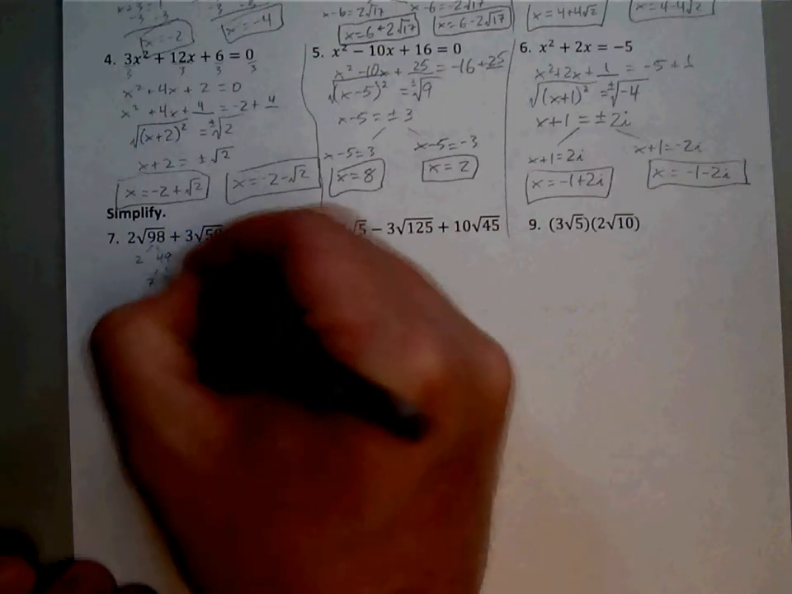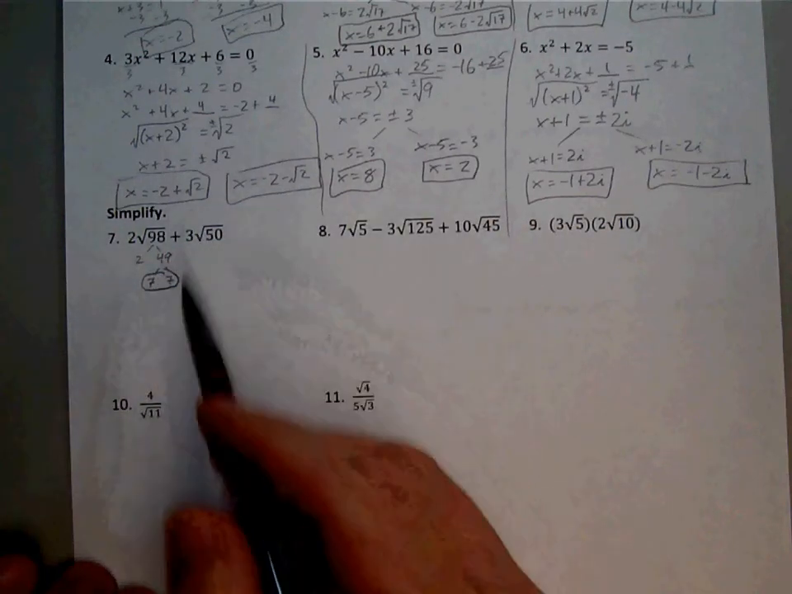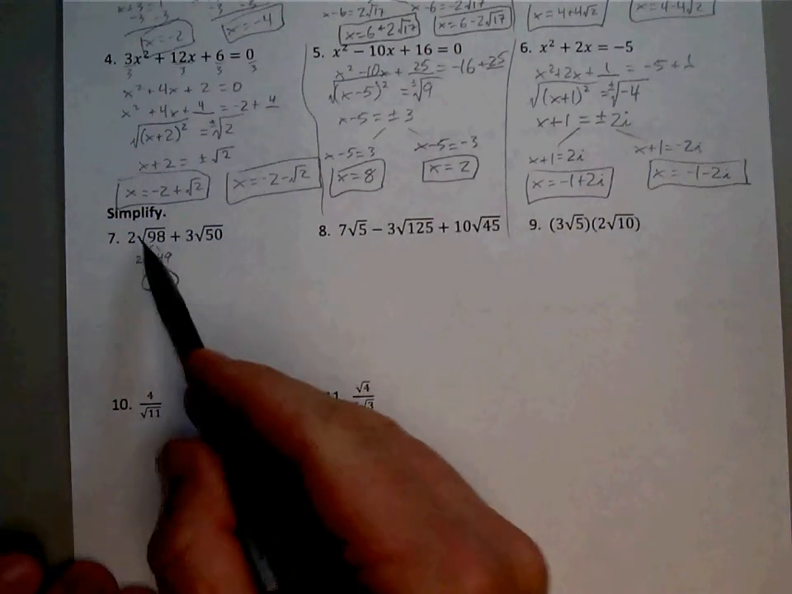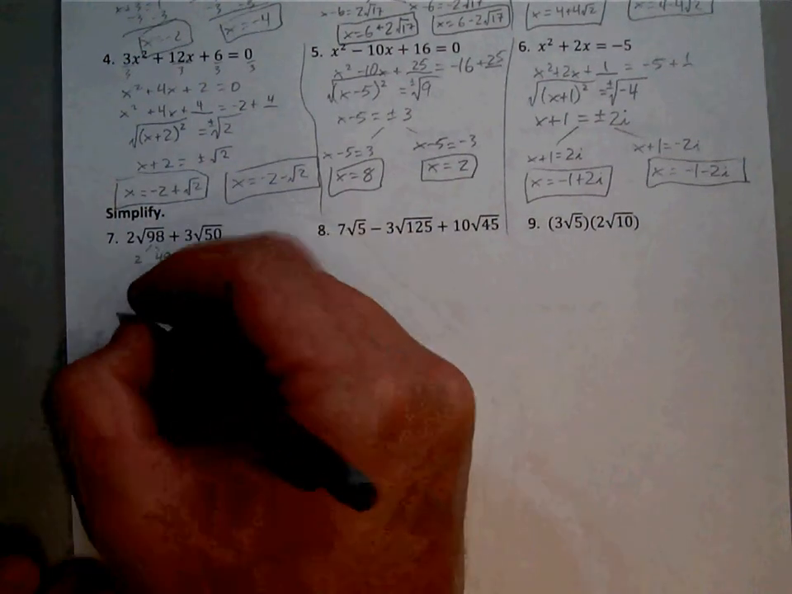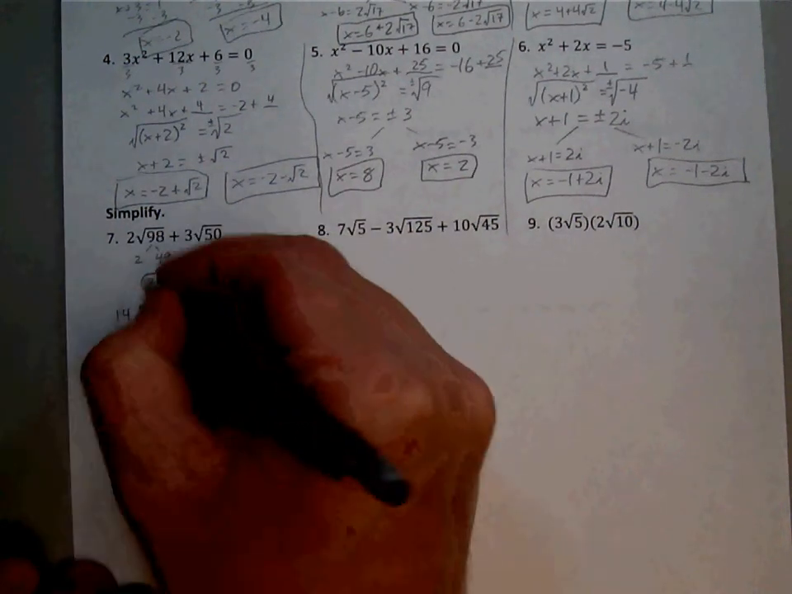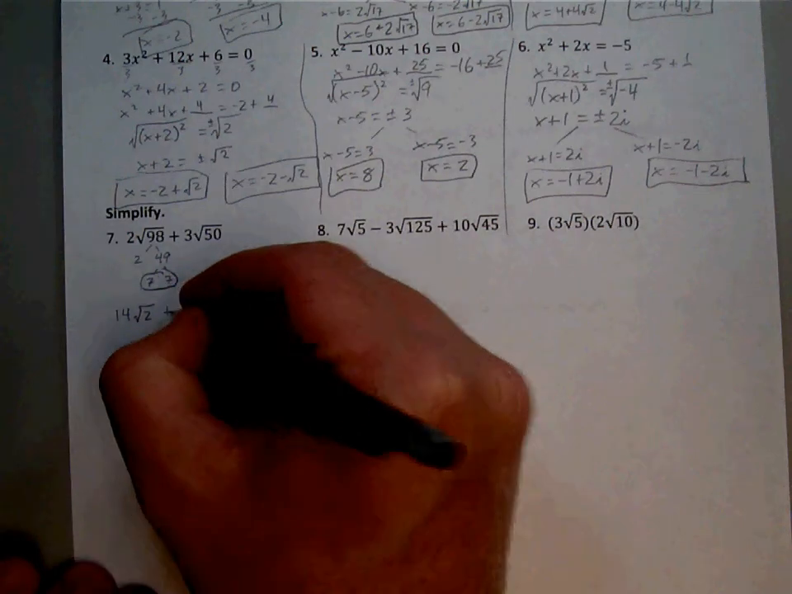So to add, I need to find what I can pull out first, simplify each one first. So I can pull out a 7. There's already a 2 out there. So the 2 and the 7 together will make 14. And this 2 is stuck on the inside.